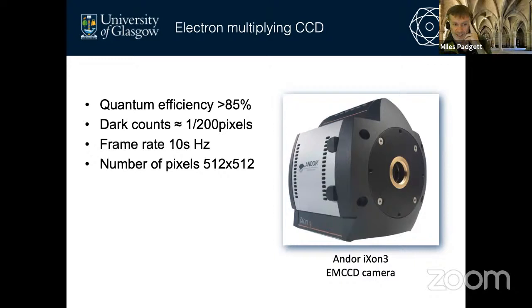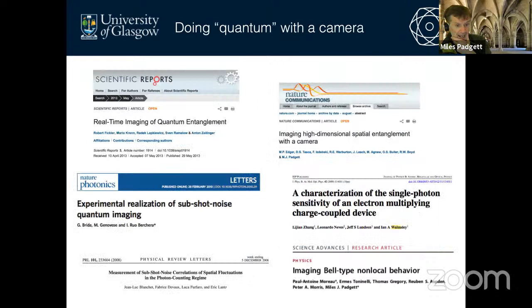Dark counts are normally quoted as dark counts per second. Here I'm talking about dark counts per pixel, so about 1 in 200 pixels. Frame rate is tens of hertz, and the number of pixels is 512 by 512, or indeed 1024 by 1024. And here's a selection of papers I've spoken about in terms of doing quantum measurements with a camera.